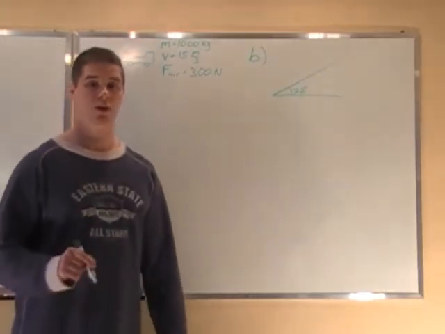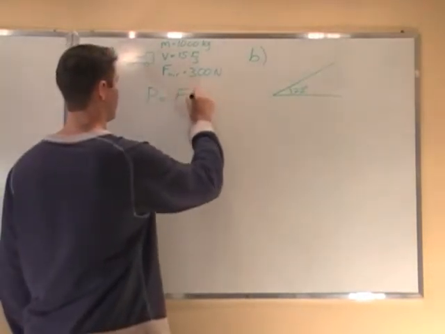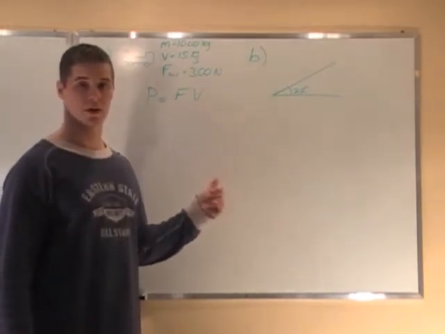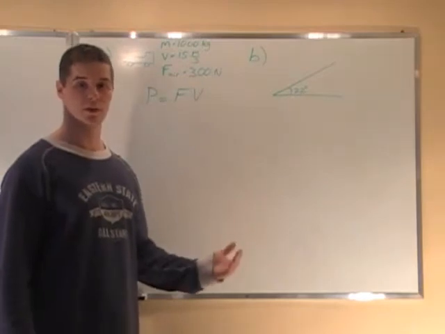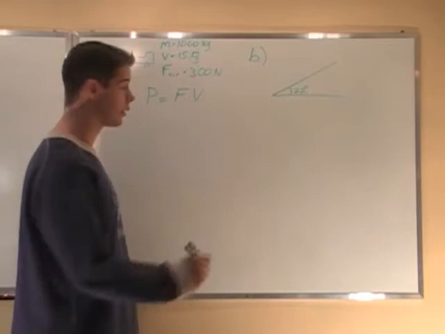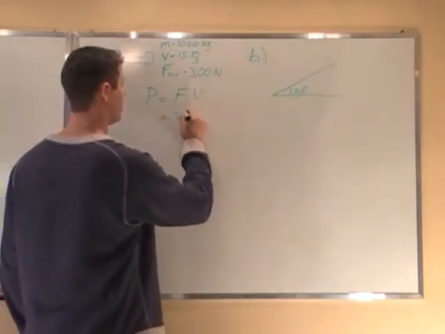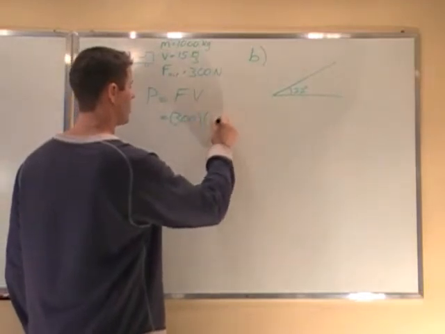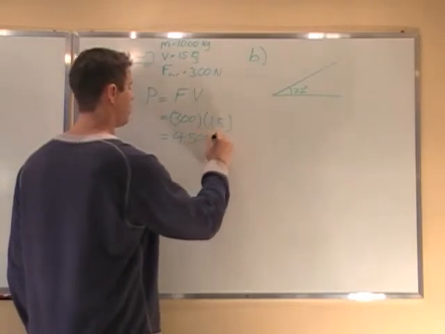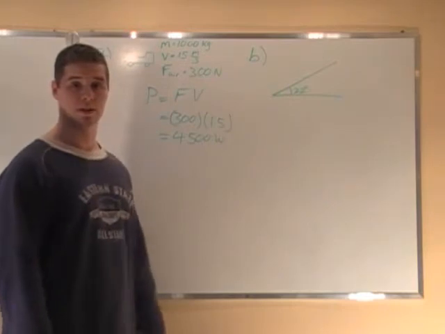Now power is just force times velocity. So we can write power equals FV. Now the force that we're trying to overcome is the air resistance, 300 newtons. So we have to put in 300 newtons at 15 meters per second, the velocity we want to keep it at. So we plug that in as 300 is the force, the velocity of 15, multiply that through. 4,500 watts of power will keep this truck going at 15 meters per second.